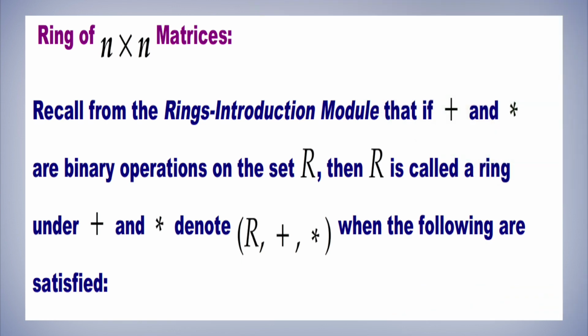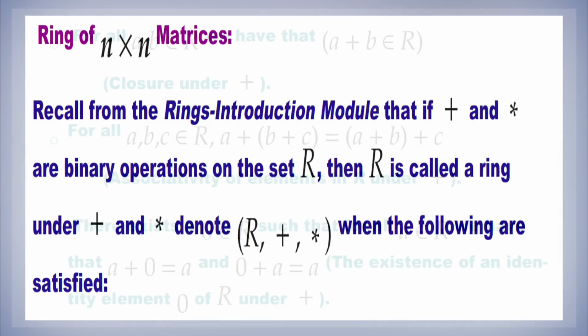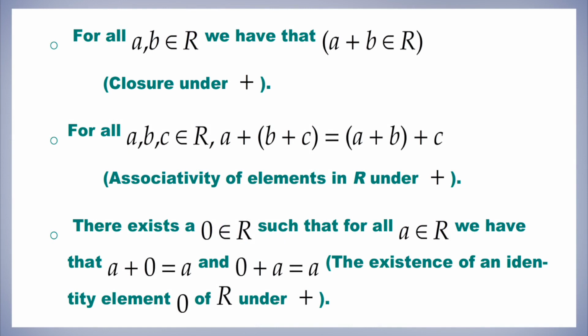Recall from the rings introduction module that if plus and star are binary operations on the set R, then R is called a ring under plus and star. It's denoted as (R, +, *) when the following are satisfied. For all a, b in R, we have that a + b is in R: closure under plus. For all a, b, c in R, (a + b) + c is equal to a + (b + c): associativity of elements in R under plus.